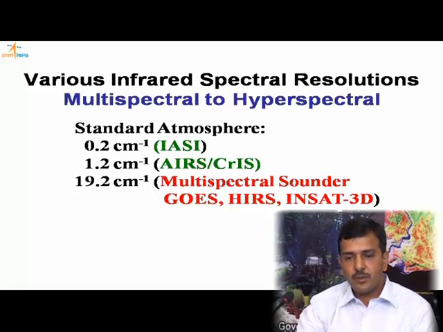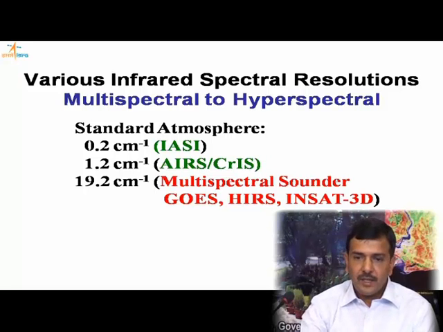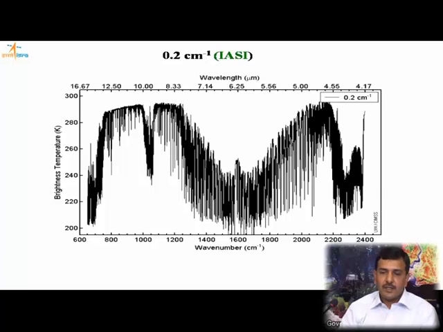And if we compare these two hyperspectral sounders with the multispectral sounders such as GOES, HIRS and INSAT-3D satellite, which has a spectral resolution of the order of 20 centimeter inverse. So we can see in the slide, this is the spectrum which we received from IASI, having 8,400 channels. So we can see here that we are able to get information about each of the rotational as well as vibrational lines in this spectrum.